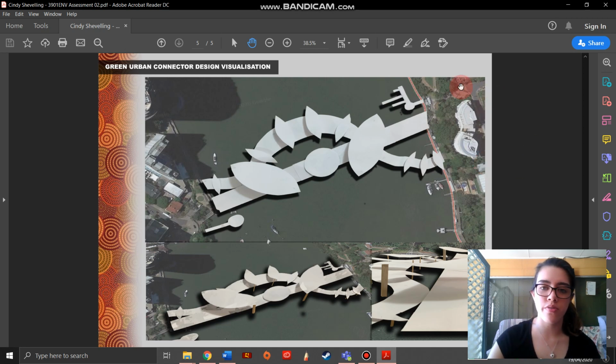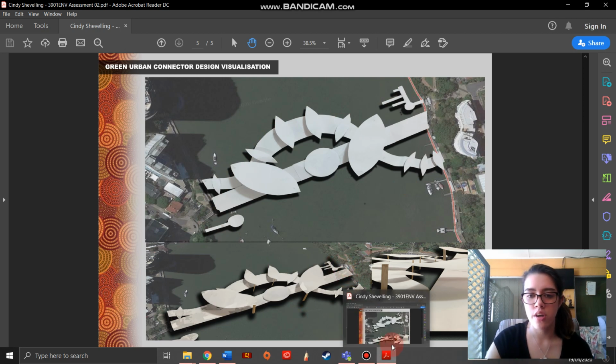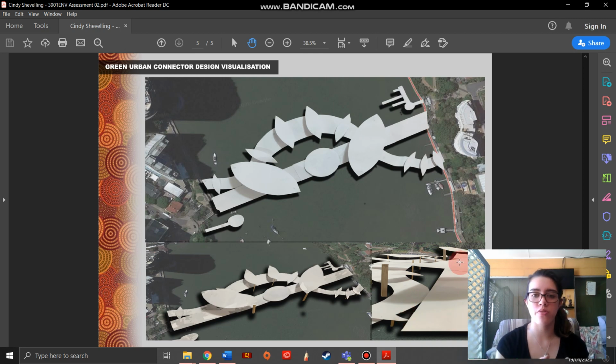Moving on to my final panel, it's just a visualization of my design within the area. You can see a bit more of an overhead view right here, and then a 3D perspective, and then a look more into this perspective area right here. So it's a visualization of what the design will potentially look like.